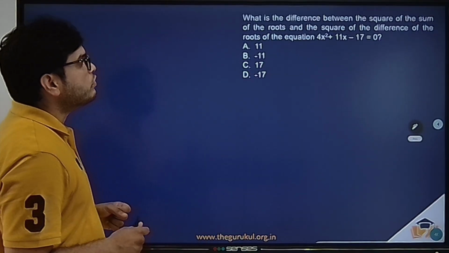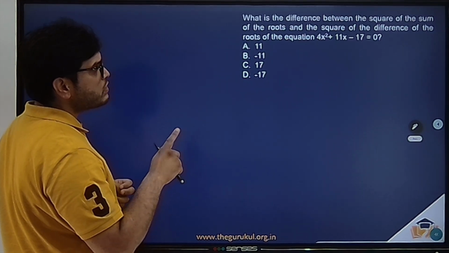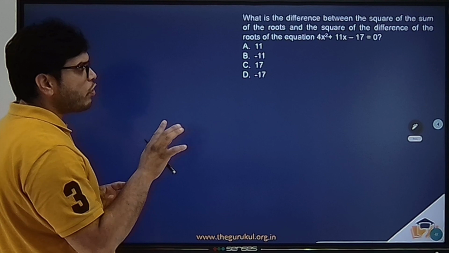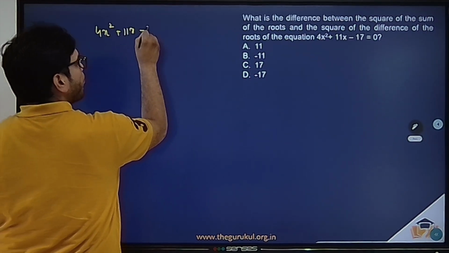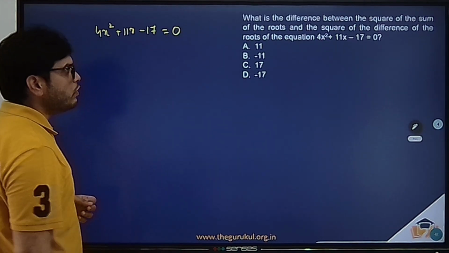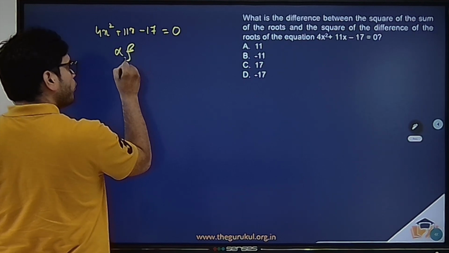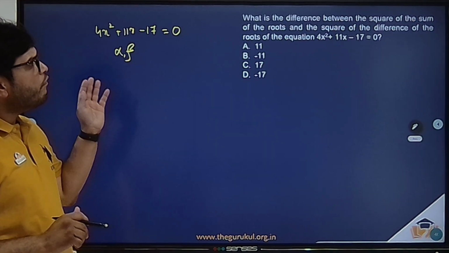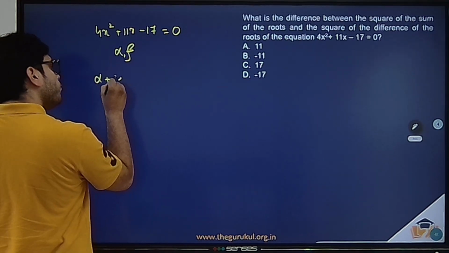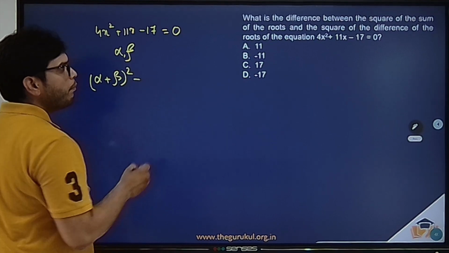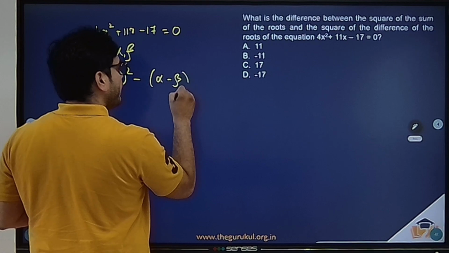Now coming to the next question. What is the difference between the square of the sum of the roots and the square of the difference of the roots of the equation 4x square plus 11x minus 17 is equal to 0? Now, if I consider alpha and beta to be the roots of this quadratic equation, we are asked to find the difference between the square of the sum of the roots, so alpha plus beta whole square, minus the square of the difference of the roots, alpha minus beta whole square.